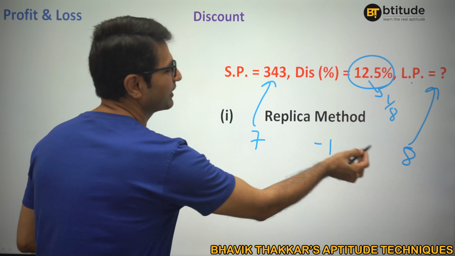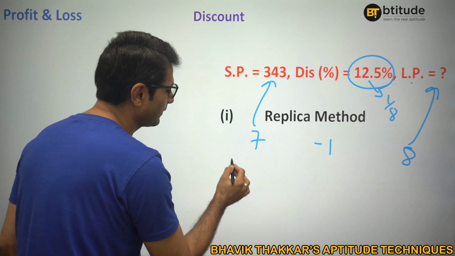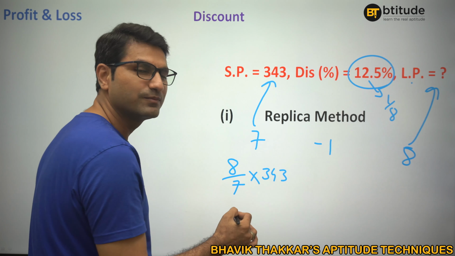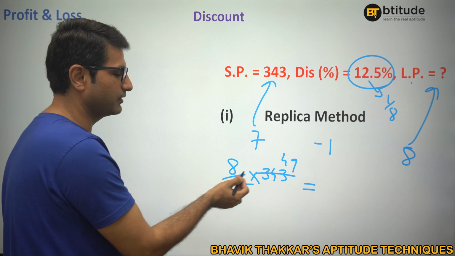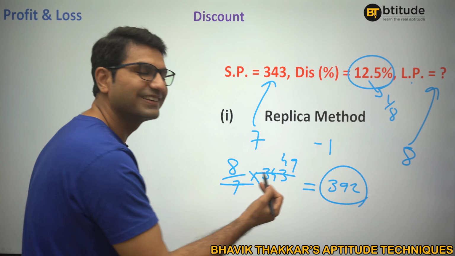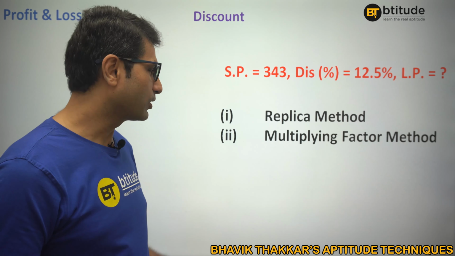This is the cross multiplication. This into this divided by 7. So it is nothing but 8 by 7 multiplied by 343. You will say it is 49. 49 into 8 is nothing but 400 minus 8, 392. That's it. That is your replica method. We can understand that.